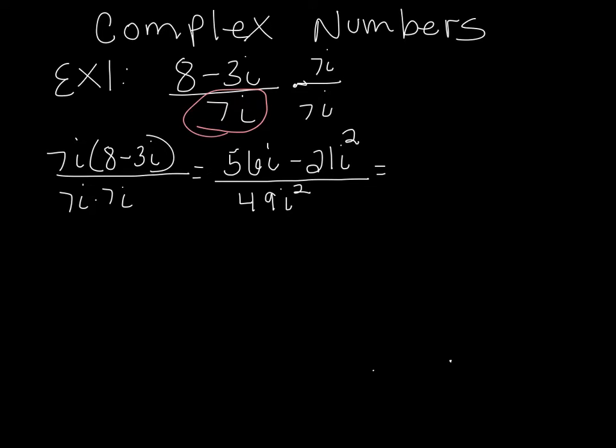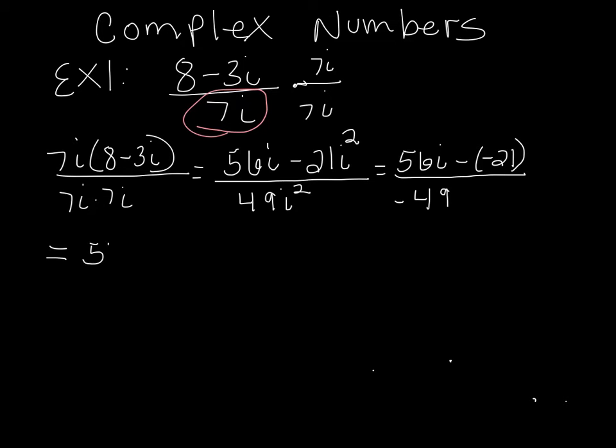So here, your i squared we know equals a -1, right? i times i is a -1. So this becomes 56i, okay, and then minus a minus 21, if we want to keep our signs correct, all over 49, and that will be a -49 because, again, of the i squared. Okay, and now we're going to go ahead and simplify.